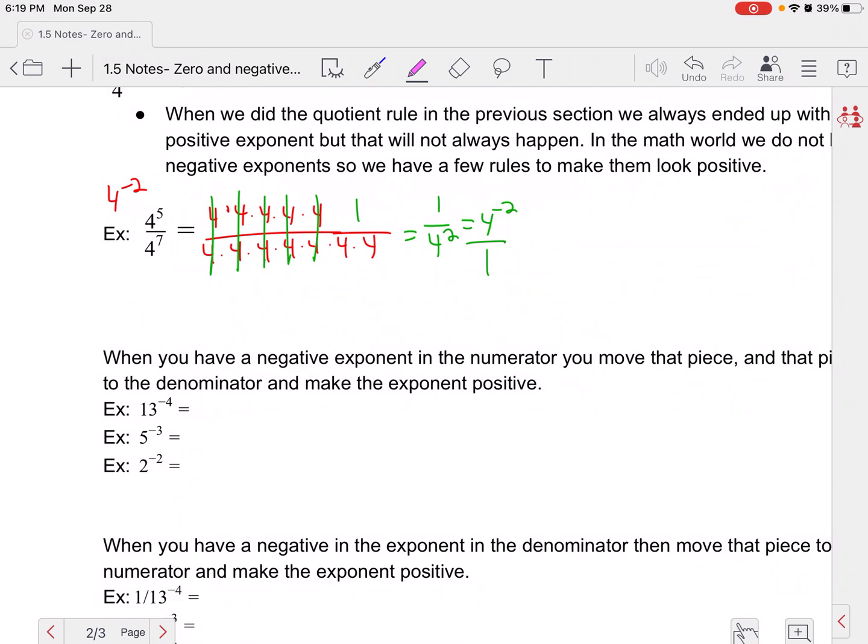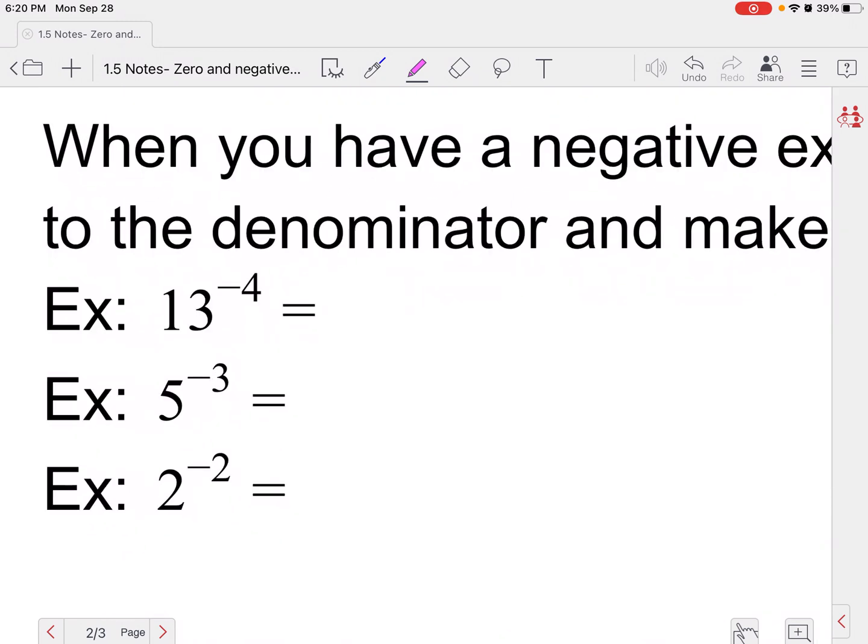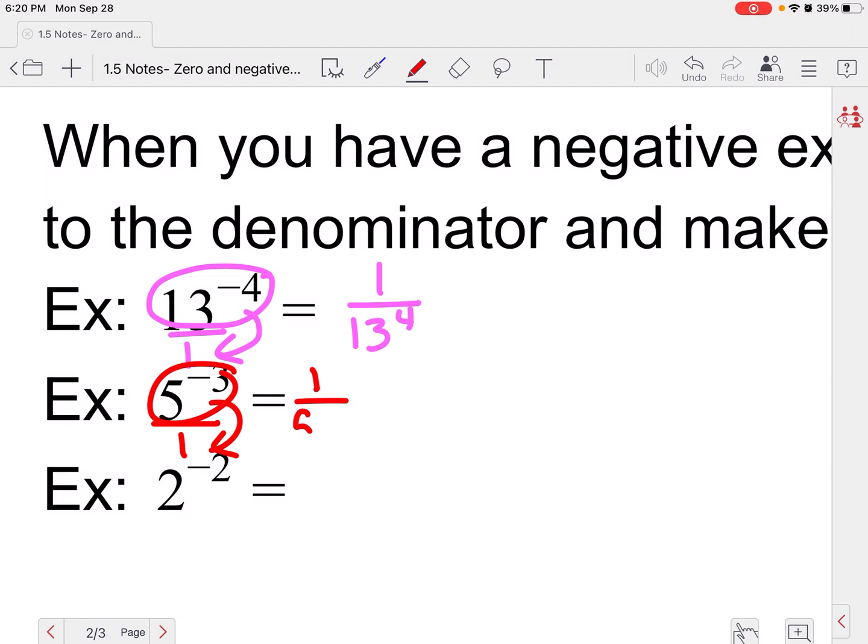So let's practice some of these. So 13 to the negative 4, this is really over 1. So this whole thing has a negative exponent, so I'm going to move it down. Since there's nothing left on top, it just becomes 1 over 13 to the 4th. Okay, so all I did, it was in the numerator, I moved it to the denominator. 5 to the negative 3, that's over 1 automatically. I'm going to move the 5 to the negative 3 to the bottom, and that becomes 5 to the 3rd.